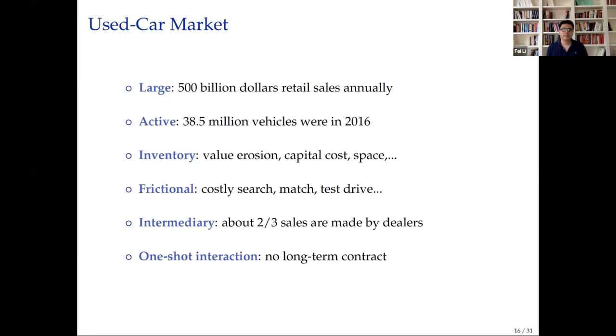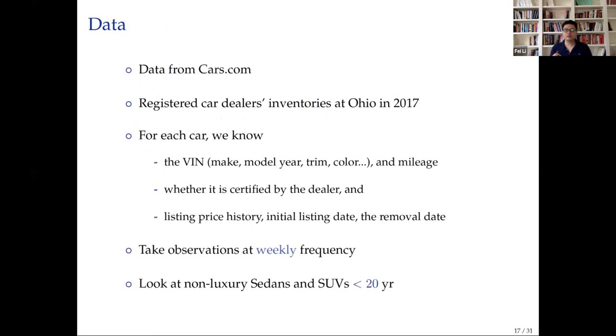All right, so cars.com requires all the registered dealers to list their inventory and update in real time, although they may not do that, but we don't know. We just assume they update. We have observations in 2017 in Ohio, and we have every used car's detailed information: make, model, year, trim, color, mileage, so we can control the heterogeneity at the car level. We also know whether the car is certified by the dealer, listing history, when the price changes, when the car is added, and when the car is removed. We have weekly frequency observations, and we focus on non-luxury passenger cars that are not too old. Cars older than 20 years, we don't look at.